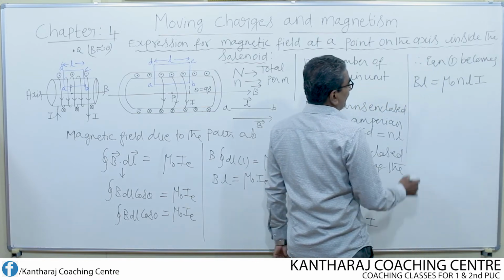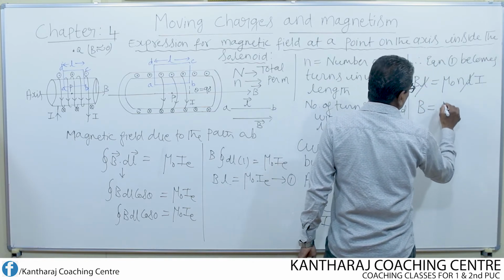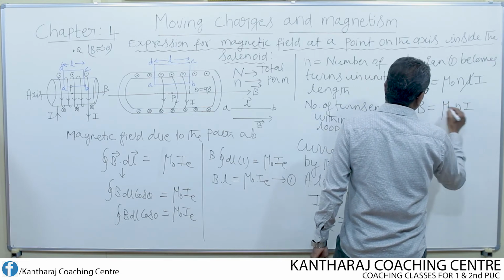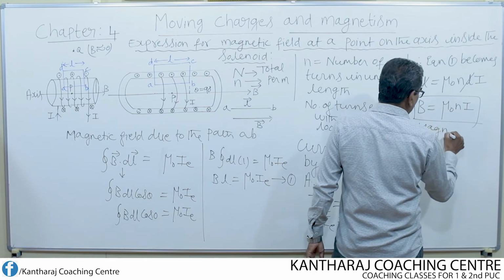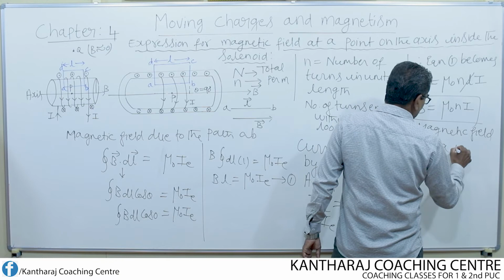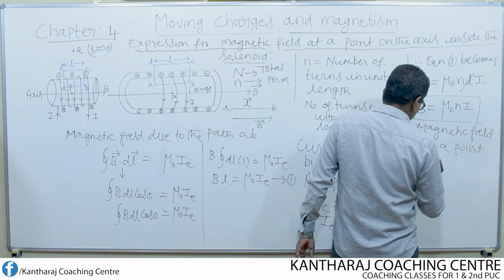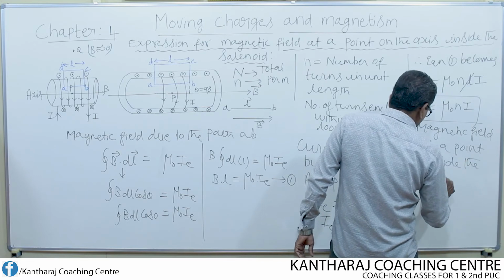NLI. Okay. L and L get cancelled. Then B will be equal to mu naught Ni. So this is the expression for the magnetic field at a point inside the solenoid.